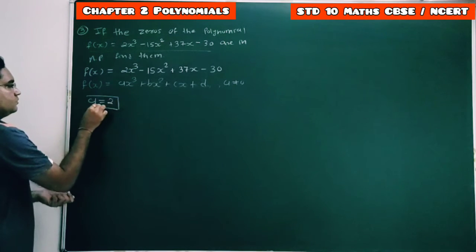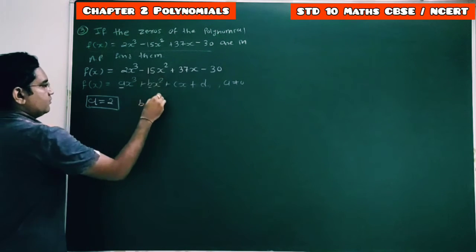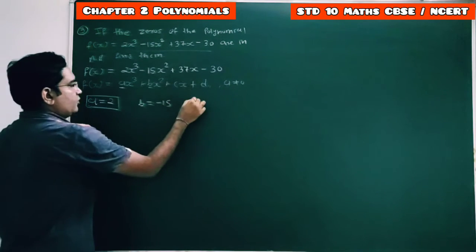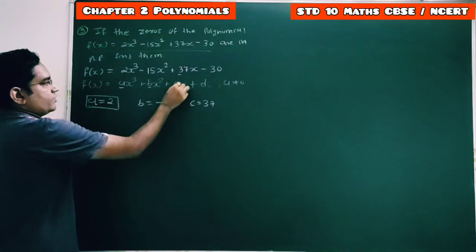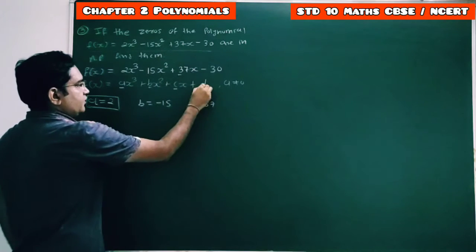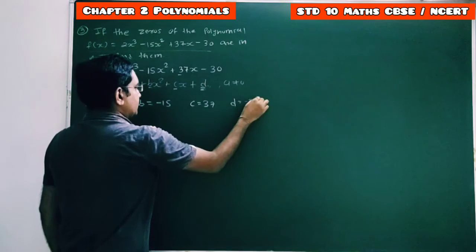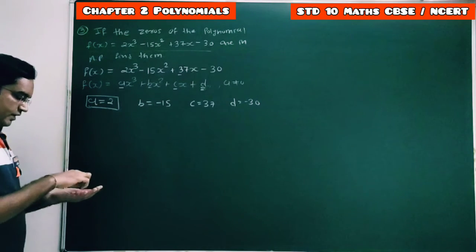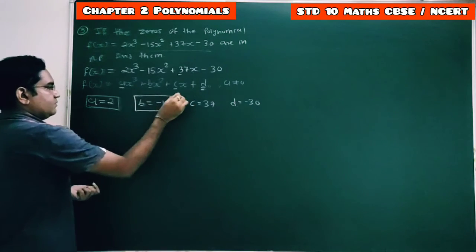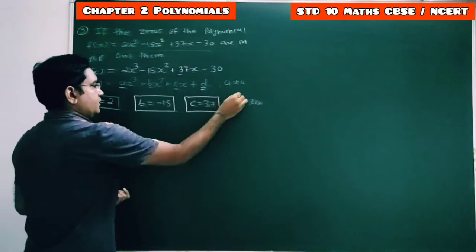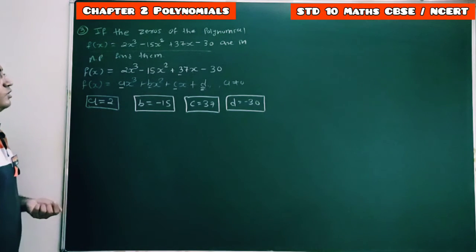So by comparing this given polynomial with the standard form, we will get the values of the coefficients. So a will be 2, b is minus 15, c is the coefficient of x, which is 37. The value of the constant term d is minus 30. So first we have to find the values of the coefficients. So a is 2, b is minus 15, c is 37, and d is minus 30. Done. Now what are we given?